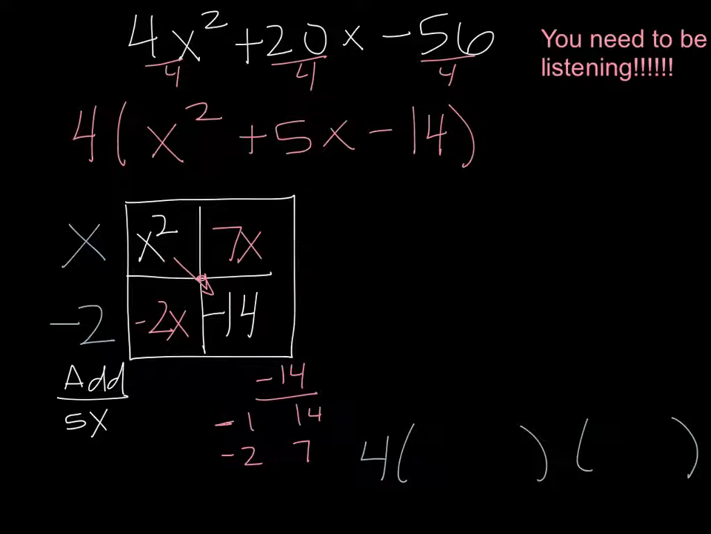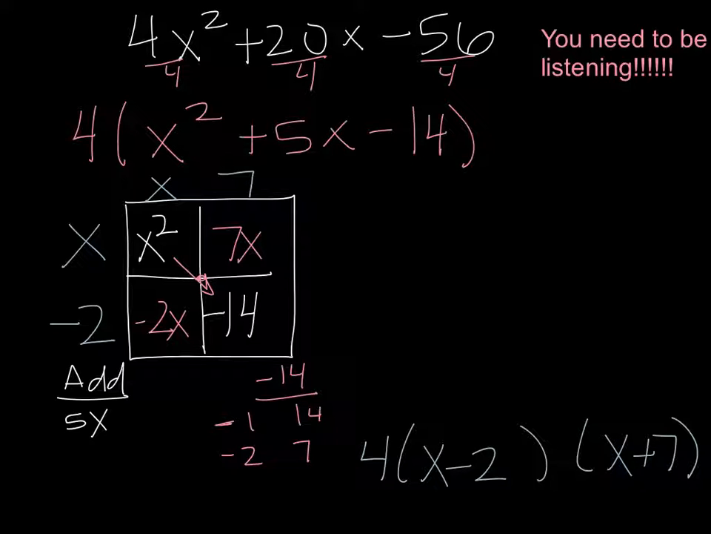What do these two have in common? They both have an x in common. And what do these two have in common? They both have a 7 in common. So I already wrote part of my answer down here, so I'm going to fill in the rest right here. So I have x minus 2 and x plus 7.